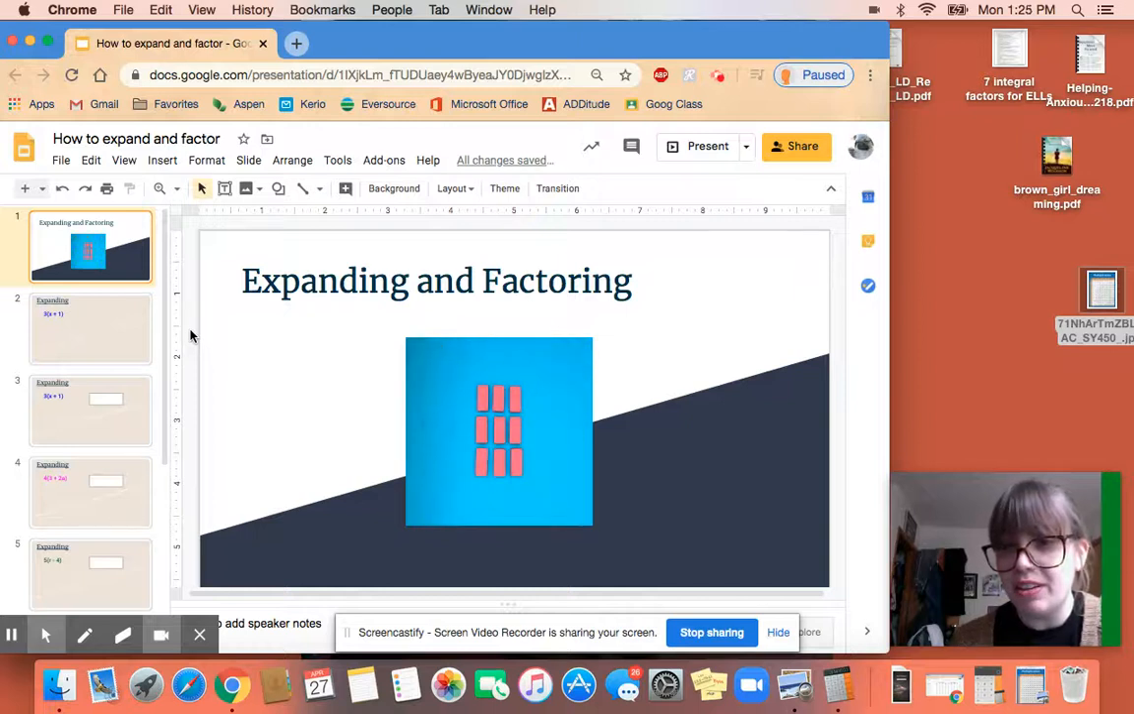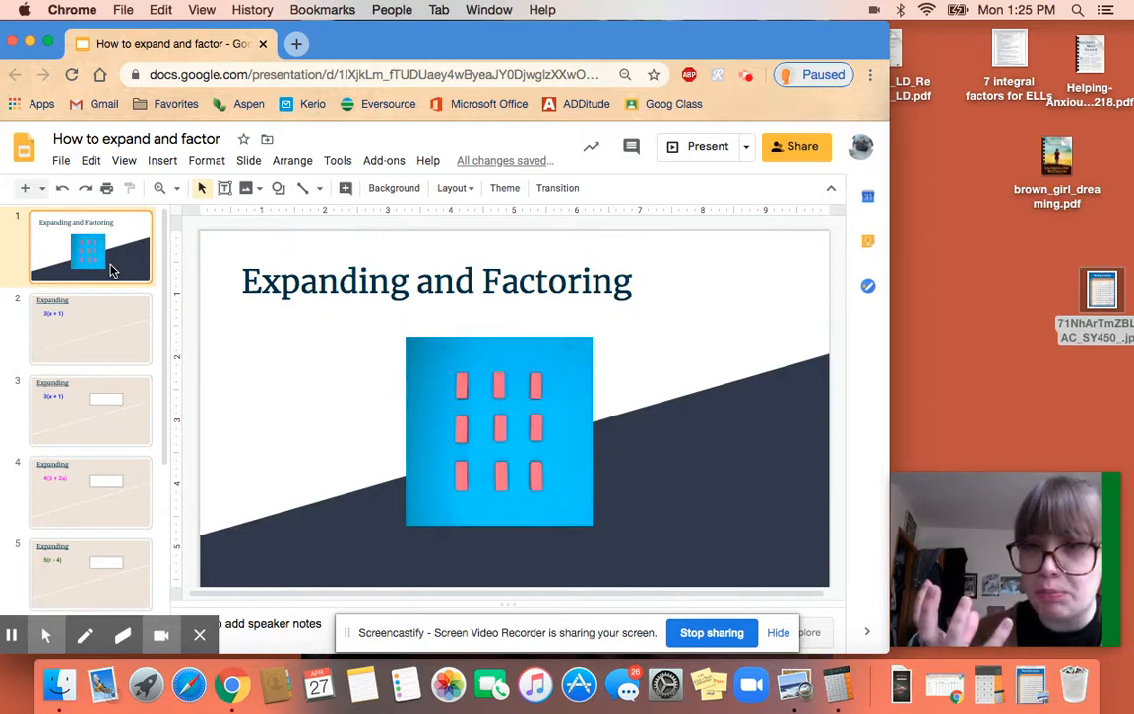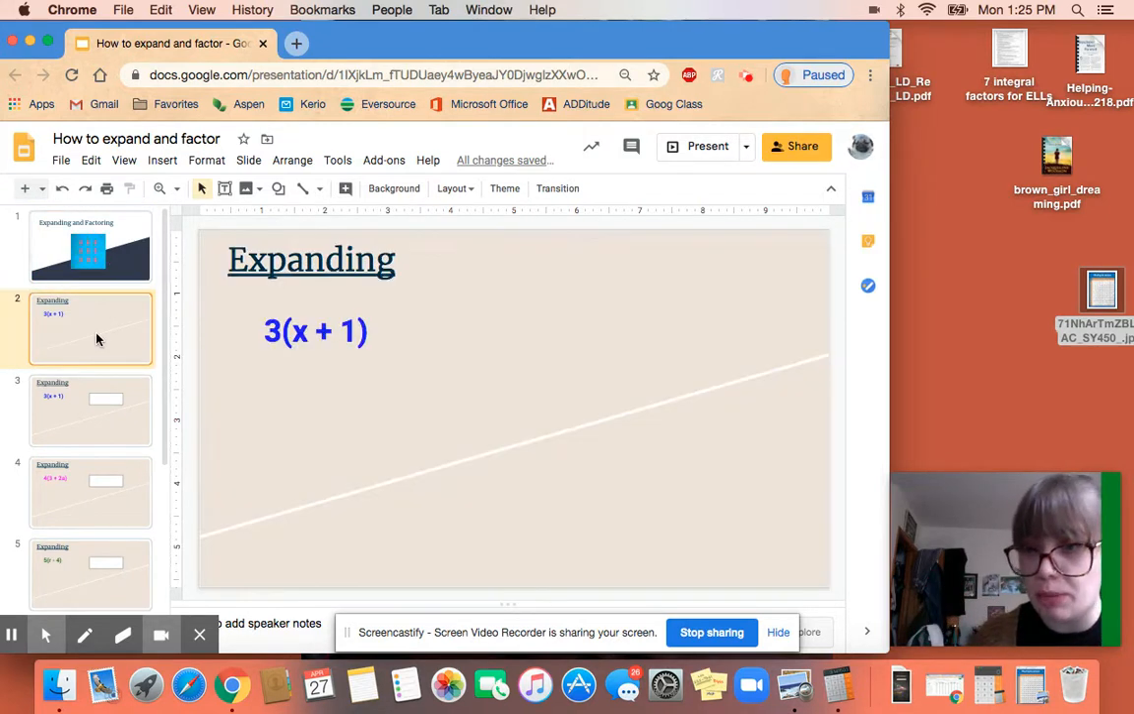Hi all, we are going to start off today with expanding and factoring. Let's just jump right in. We're going to start with expanding. So as you can see from this picture, we're talking about breaking apart and pulling out some patterns in expressions. So let's see how it goes.